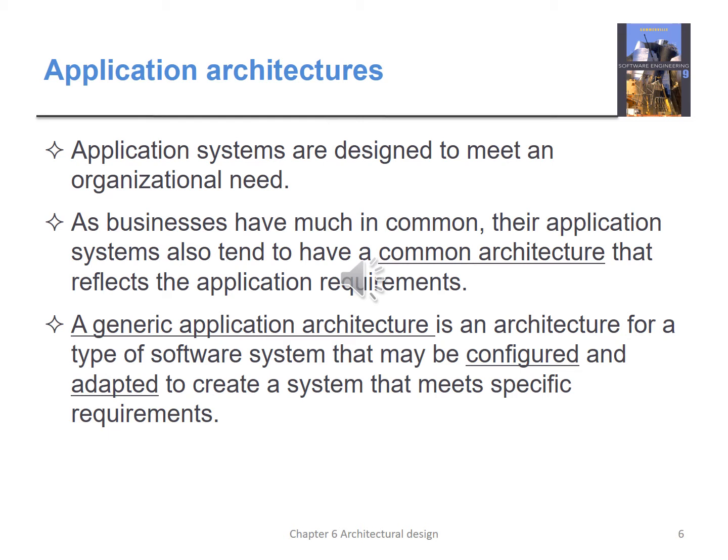So, as businesses have much in common, their application systems also tend to have a common architecture that reflects the application requirements. And because we don't want to reinvent the wheel every time we create an architecture or a system, we could really use one of those applications that has already been done in that domain. So a generic application architecture is an architecture for a type of software system that may be configured and adapted to create a system that meets specific requirements.